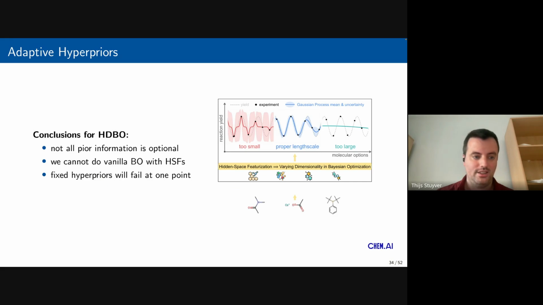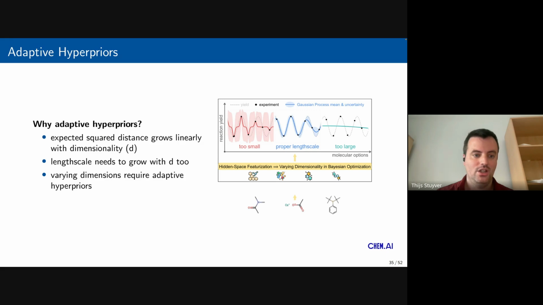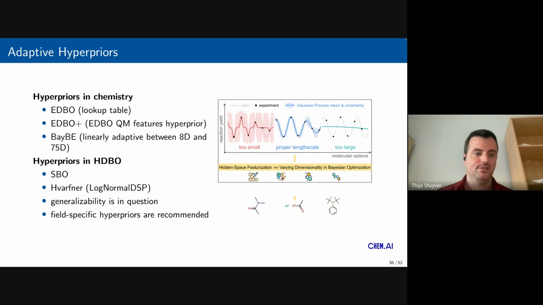So yeah, that's what's mentioned here. Fixed hyperpriors will fail if you change representation. Since we expect square distances to grow on average linearly with the square root of the dimensionality, length scales also need to grow proportionally. And so that's why we need these adaptive hyperpriors.